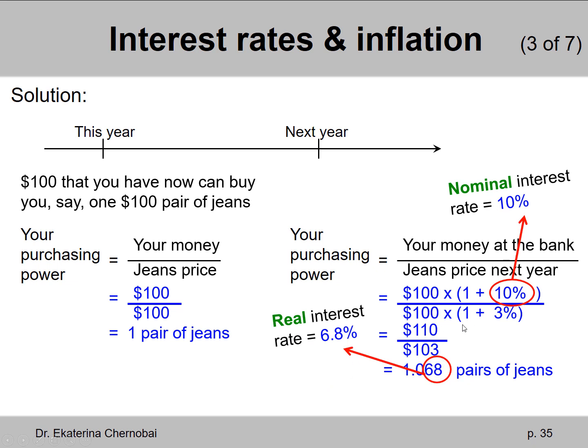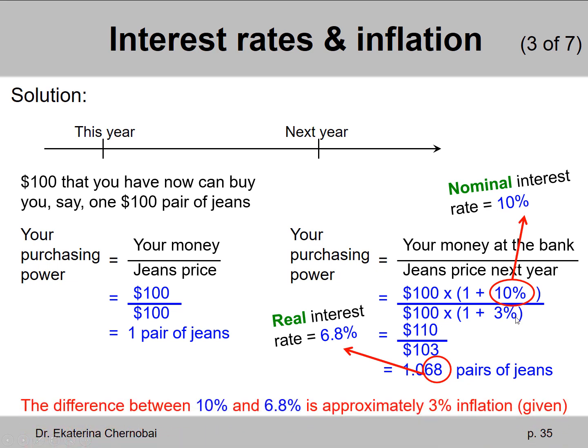And if you look at the numbers that we use to find the real interest rate, you can cancel out the $100, right? They become unimportant. And so what really determines the real rate is the fraction with 1 plus the nominal rate divided by 1 plus the inflation rate. Another thing you can notice is that the difference between the 10% nominal rate and the 6.8% real rate is 3.2%, right? And that's very close to the 3% inflation that was given.